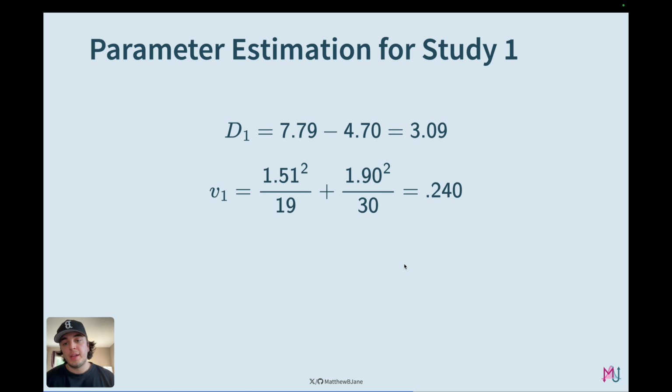So we can calculate the observed effect size for study 1 by taking the mean difference. So 7.79 minus 4.70, and we get an average difference of 3.09 words. Okay. And then we can also calculate the sampling variance by taking the standard deviations and the sample sizes from that table, and we get our sampling variance for this study.